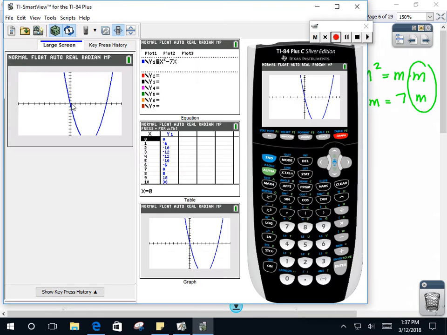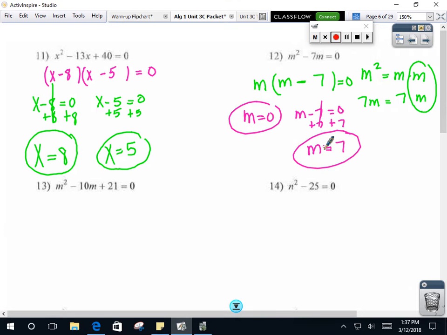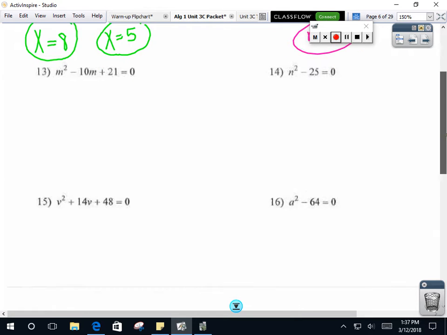It crosses in two places. One of those places is 0 on the x-axis, and the other one's 7. And those were our two solutions. So is there really any reason to miss this type of question on the test? No. All right, number 13.